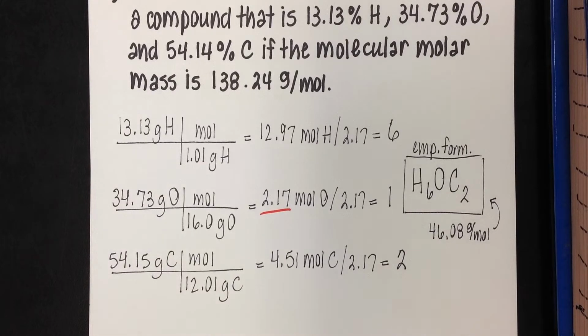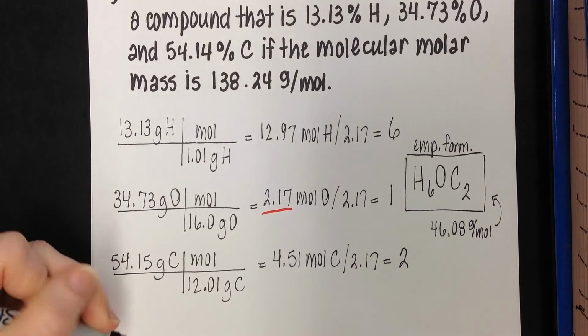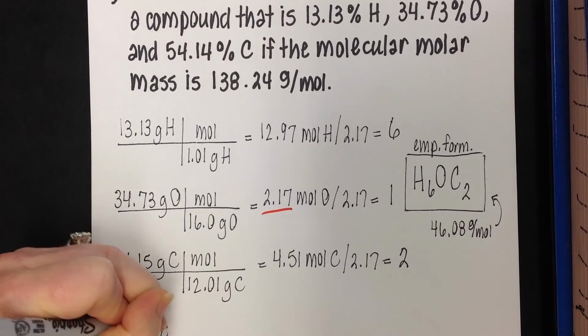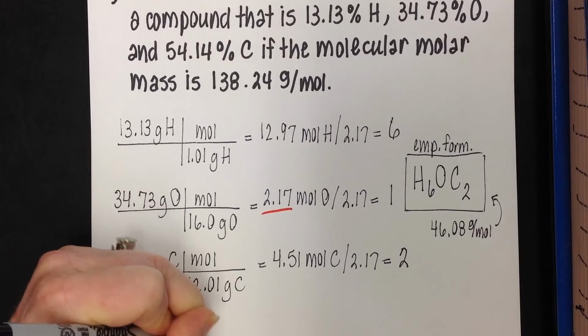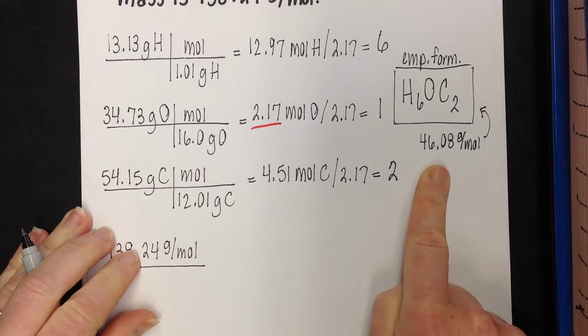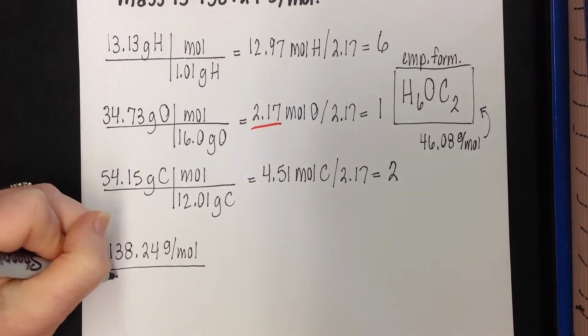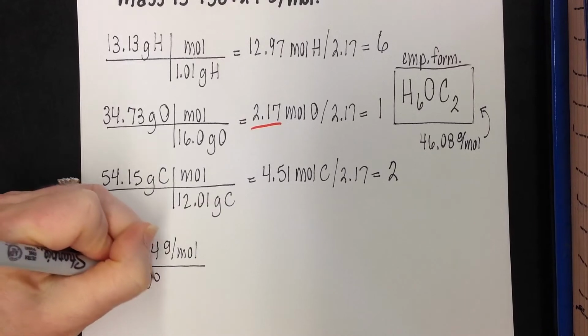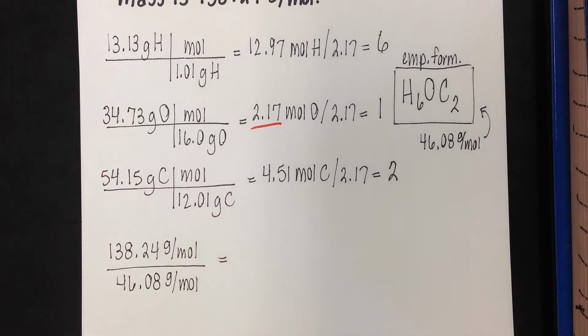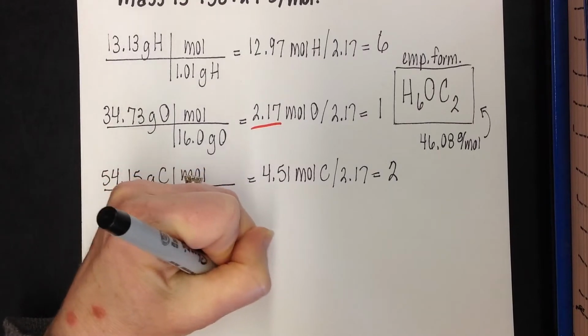So to find the molecular formula, we will say the molecular molar mass, which is 138.24 grams per mole, divided by the mass of the empirical formula, which is 46.08 grams per mole, and 138.24 divided by 46.08 is 3. This is the multiple that we're going to use.